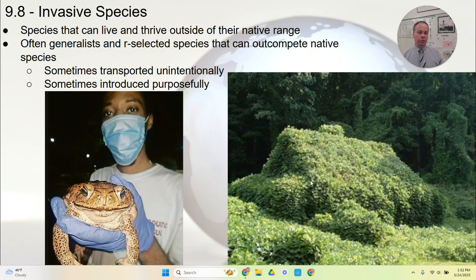And kudzu causes, again, the smothering of native plants, the reduction of sunlight into the lower parts of the canopy, and generally becomes a threat to native plant species and native ecosystems.